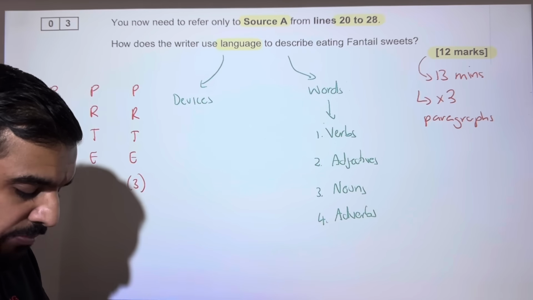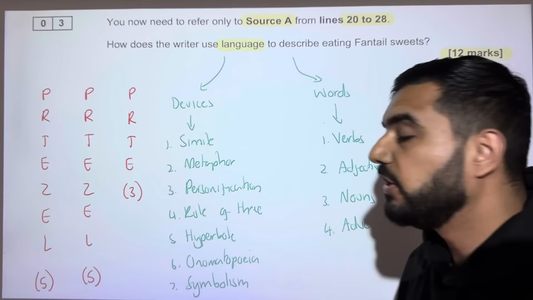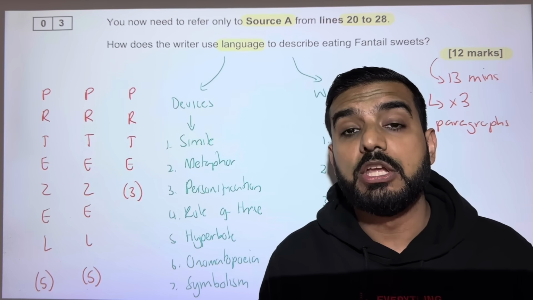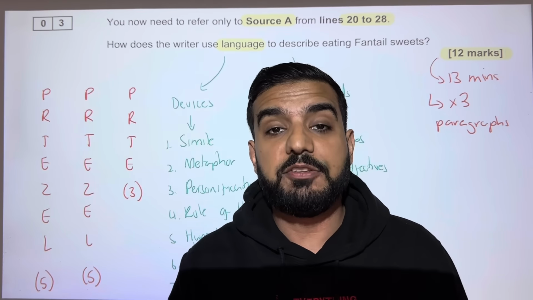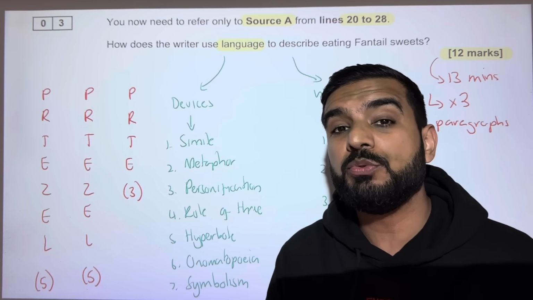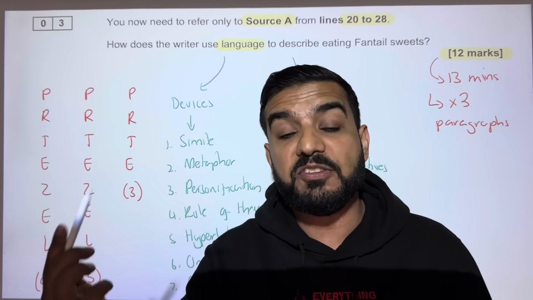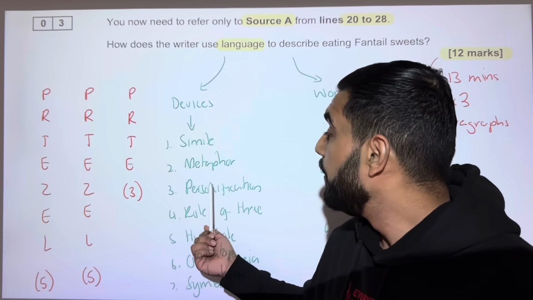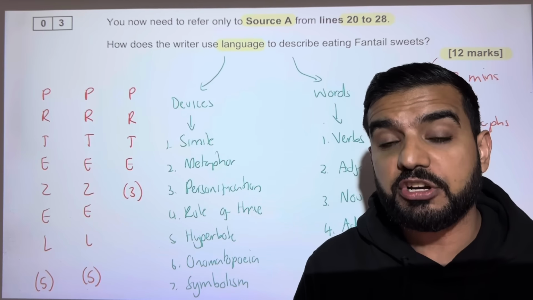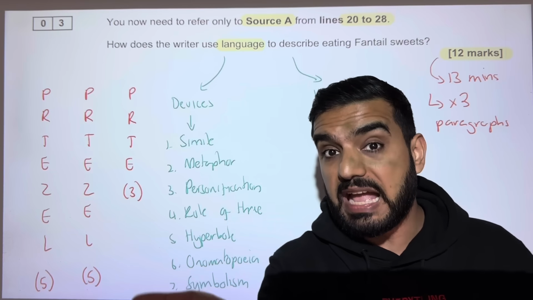And then, guys, we must talk about language devices. Language devices, you've got a simile. A simile is when you compare 2 nouns using like or as. This pen is like a wand. A metaphor is when you compare 2 nouns without like or as. This pen is a wand. Personification is when you give something non-human a human feature. This pen was laying on my hand.